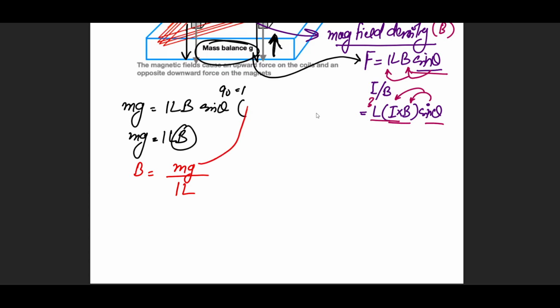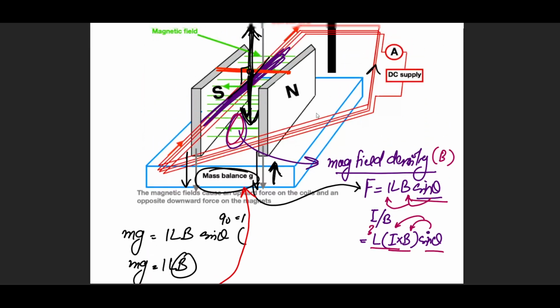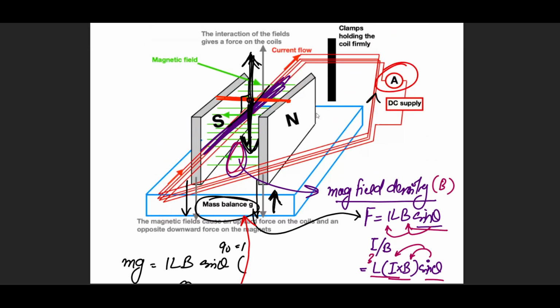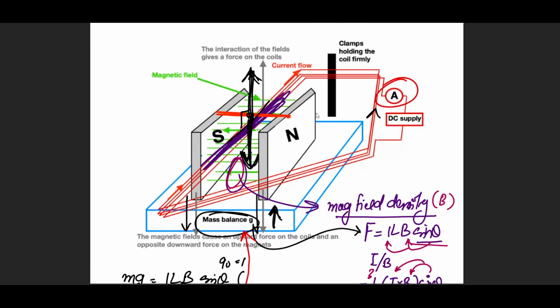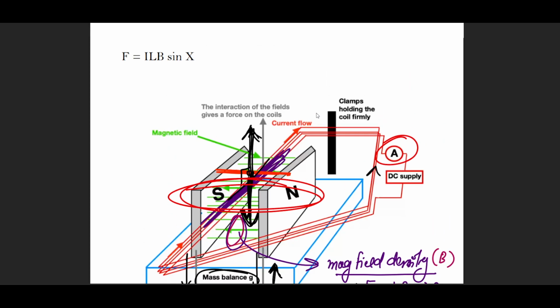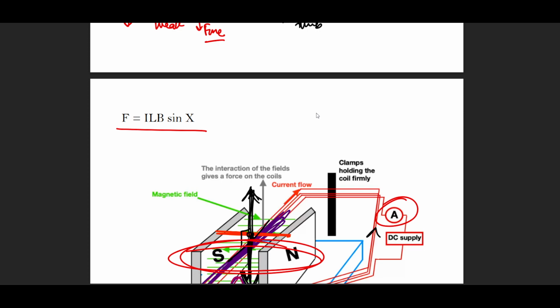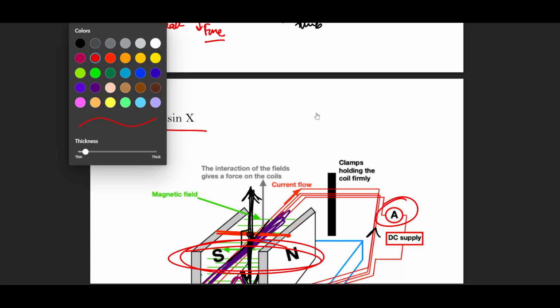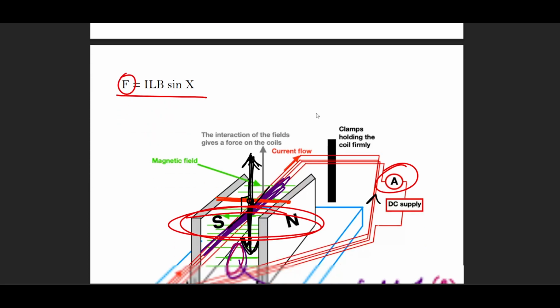You see, mg can be found by the beam balance, length can be measured with the meter rule, and I is found by looking at the value of the current. So there is only B left, which is the strength of the magnetic field of this magnet that we were discussing. So this is the final understanding of F equals ILB. A current carrying conductor in the presence of a magnetic field experiences a magnetic force. We don't know B, but we can find it by using this formula.